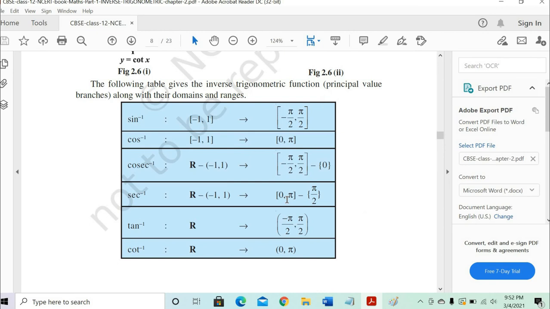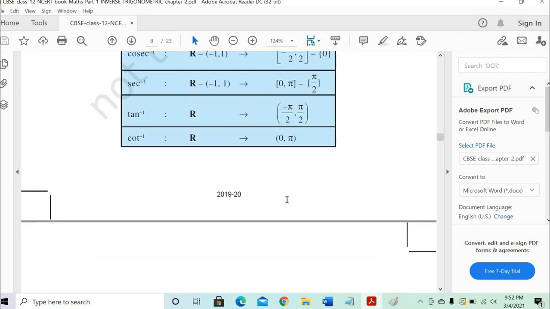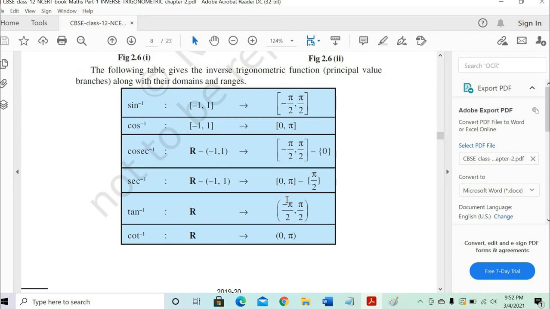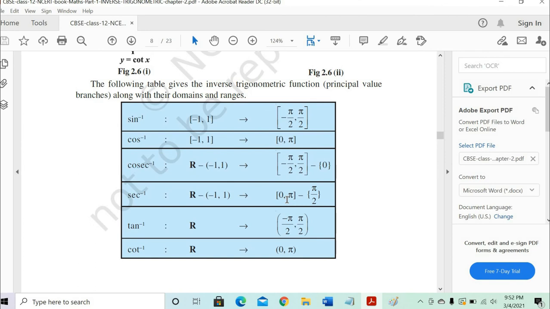Clear? Any questions, any doubts? No, sir. It's clear. Let's make the summary of it. For all the inverse functions, this summary is quite important. This is called the principal value branch. So write down this summary now.